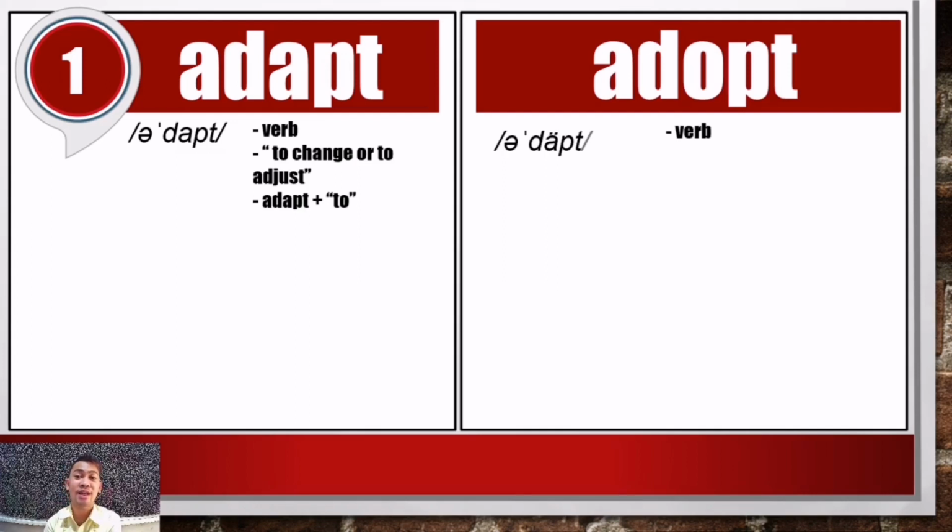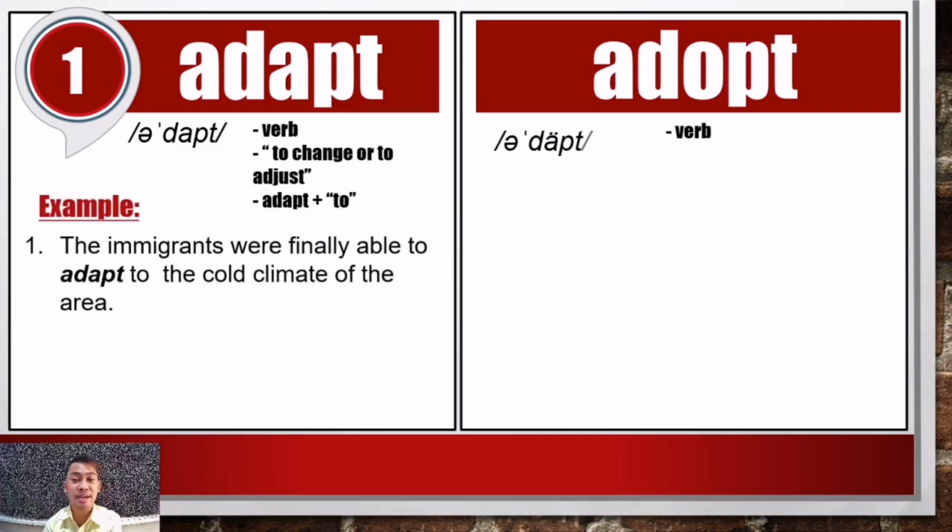Now let us have these examples. The immigrants were finally able to adapt to the cold climate of the area. Now, as what you can see there from the first sentence, the word adapt is followed by the preposition to, and it means to adjust or to change. If we're going to understand the first sentence, the immigrants there were finally able to adjust from warm climate to a cold climate. So that guarantees us that the word that should be used is the word adapt, which means to change or to adjust.